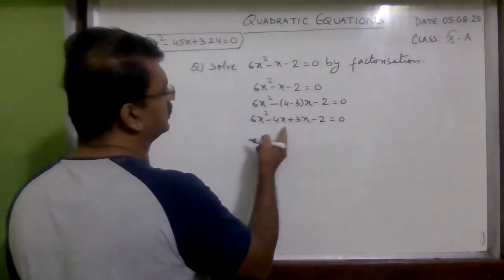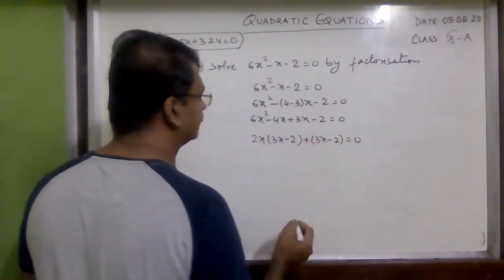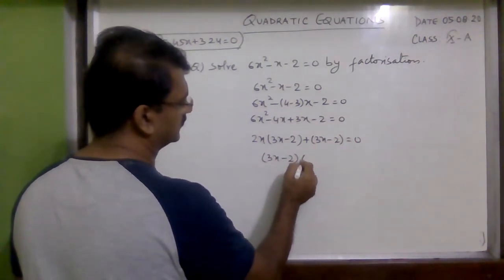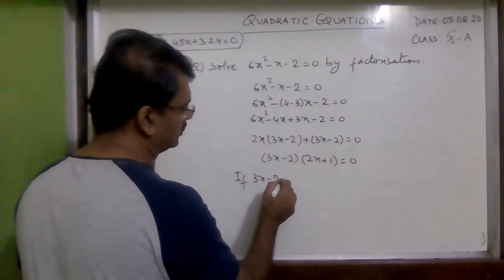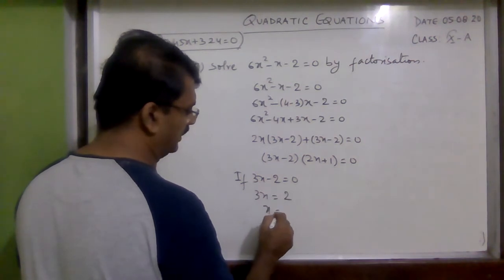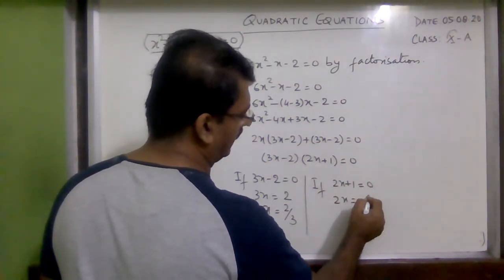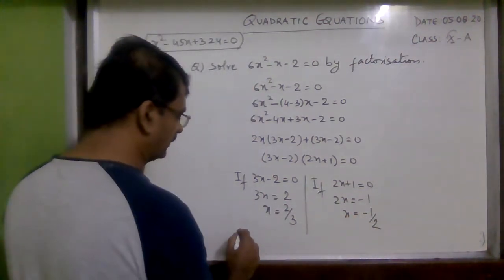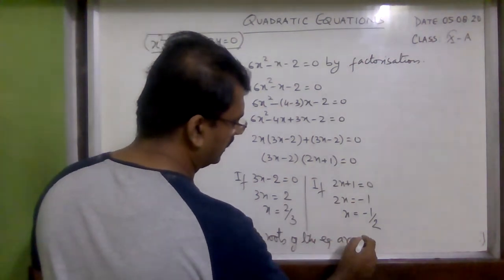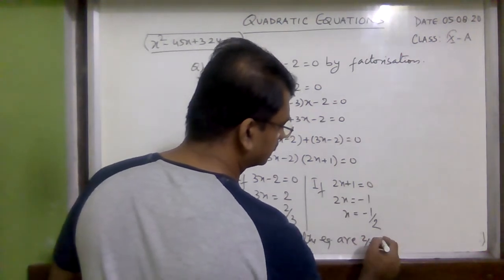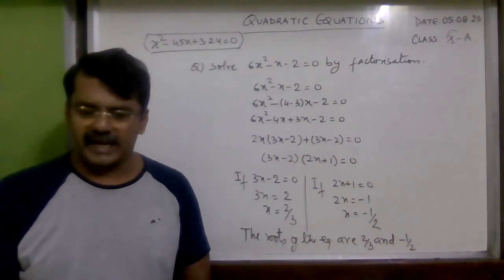Okay, now from the first two terms we can take 2x common, and next two terms you can write directly because nothing is common. Now 3x minus 2 you can take common, so in the other bracket you will have 2x plus 1. Now if 3x minus 2 is equal to 0, then 3x is equal to 2, x will be equal to 2 by 3. If 2x plus 1 is equal to 0, then 2x is equal to minus 1, x is equal to minus 1 upon 2. So the roots of the equation are 2 by 3 and minus 1 by 2. They are the values of x or the roots of the equation.